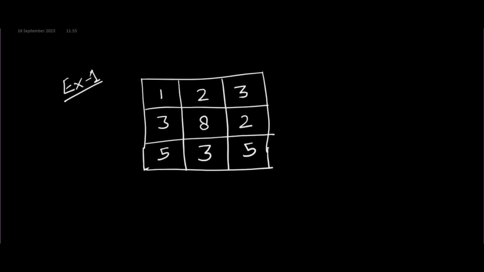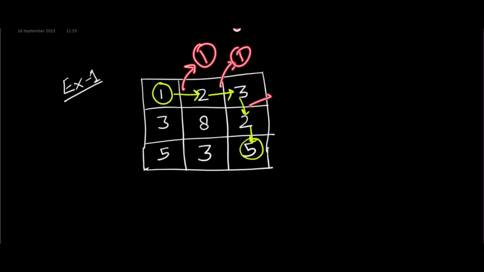So they are saying that we need to start from the top left corner and we need to reach the bottom right corner. We need to find the minimum effort for each route. Suppose this is a route: 1 to 2, 2 to 3, 3 to 2, and again 2 to 5. At each point we will get the absolute difference. So here the absolute difference will be 1, here it will be 1, here also it will be 1, and here it will be 3. And the maximum of all these will be the effort for this path. So for this path, the effort will be 3.